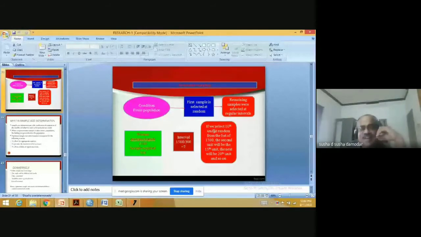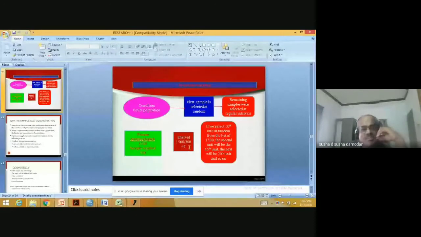If we selected the 10th gynecologist in the list at random, what will be the second? The second gynecologist will be the 15th gynecologist in the list. That means the interval is 5.